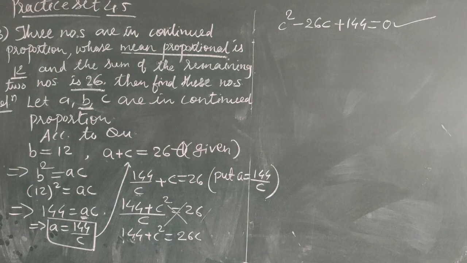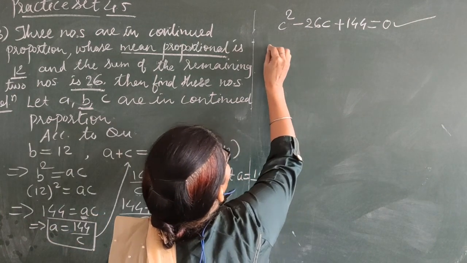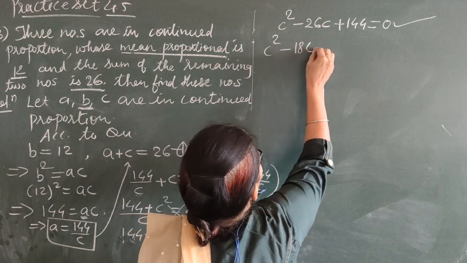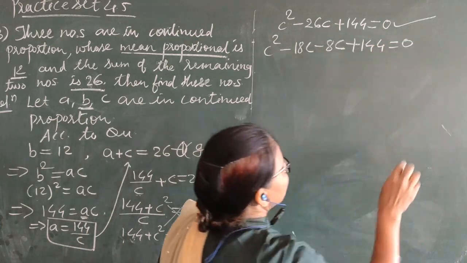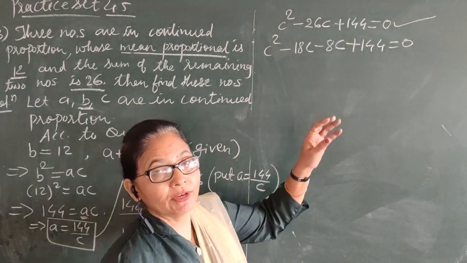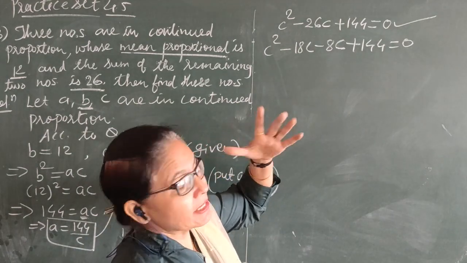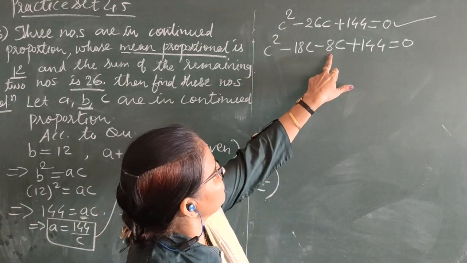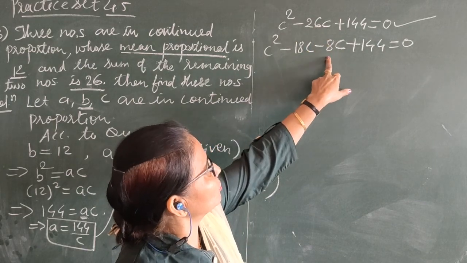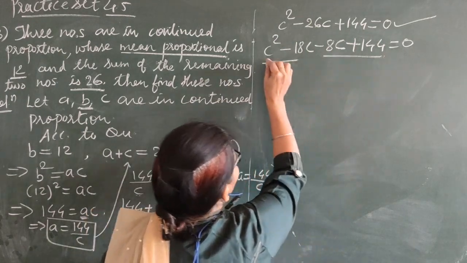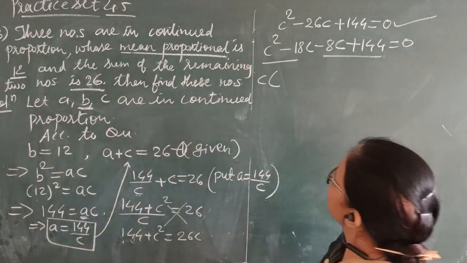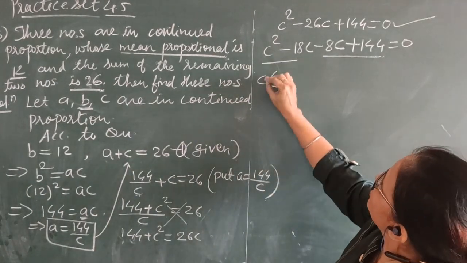Now when you find its factors, you will get C square minus 18C minus 8C plus 144 is equal to 0. This we have already studied in lesson number 3, polynomials, how to factorize polynomials by splitting the middle term. You can see minus 18 minus 8 is minus 26. When you find the product of these two, you are getting 144. Now this is one pair and this is one pair. Take out C common. What is left here, children?